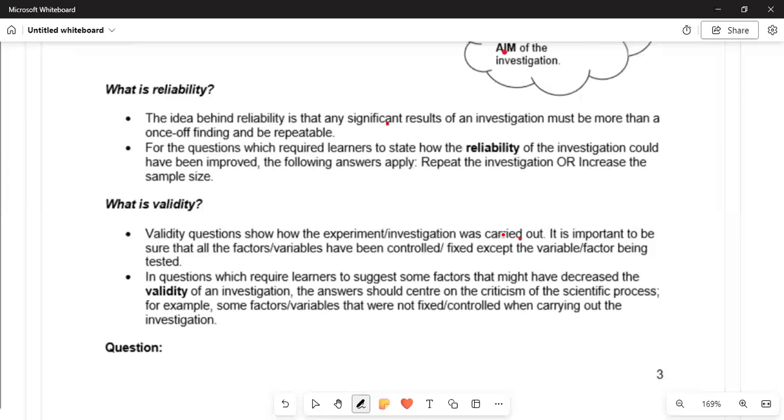the answer should center on the criticism of the scientific process. For example, some factors or variables that were not fixed or controlled when carrying out the investigation.